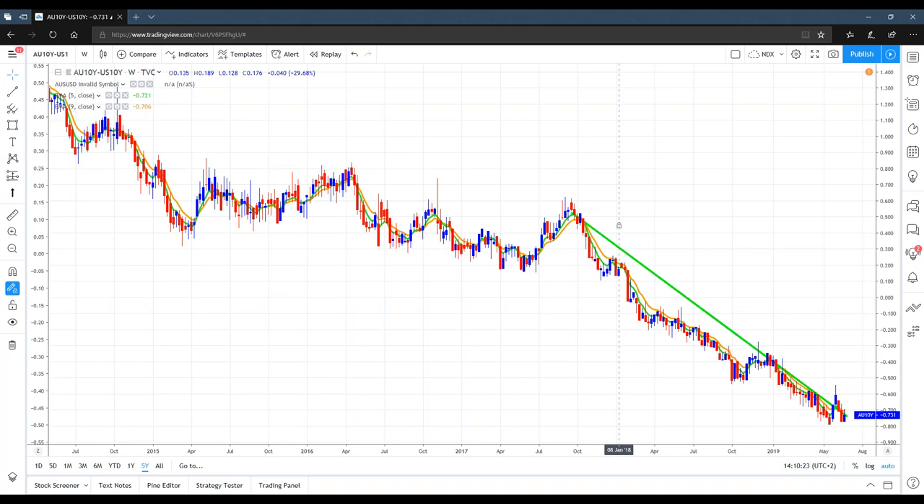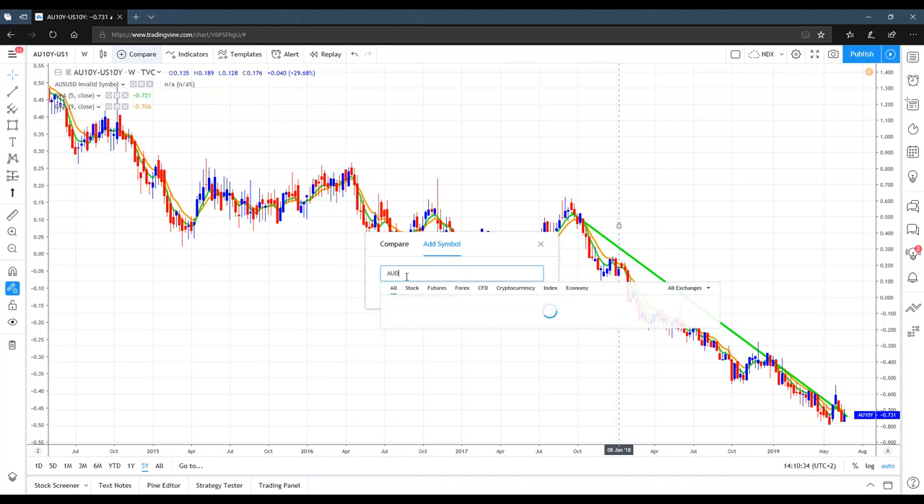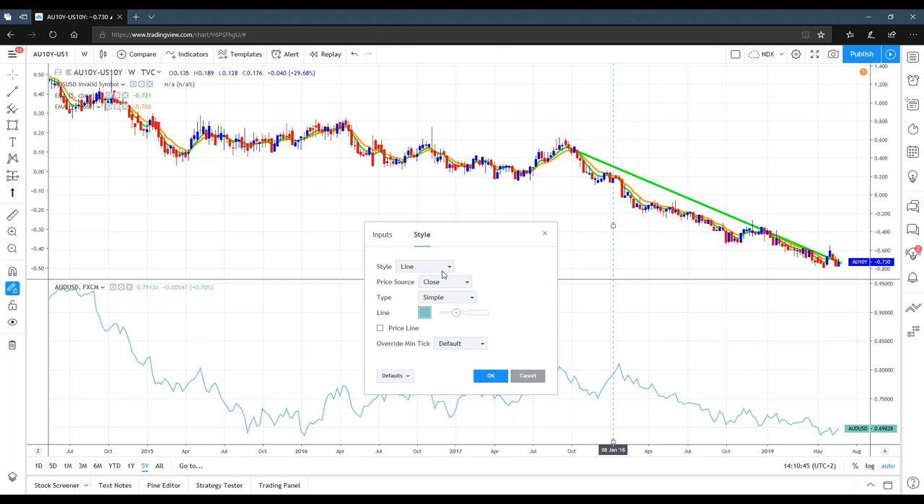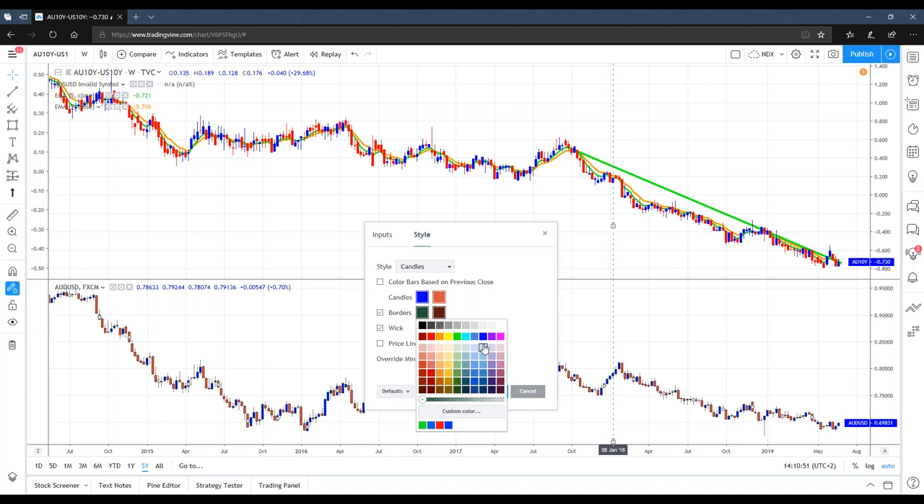Now let's bring up underneath on the bottom chart the Aussie US dollar. So you just press compare here, and let's put it in AUD USD. Okay, and then let's just tidy it up by putting in some candlesticks. And I'll just make everything a little bit more consistent. And we can start doing our yield analysis.